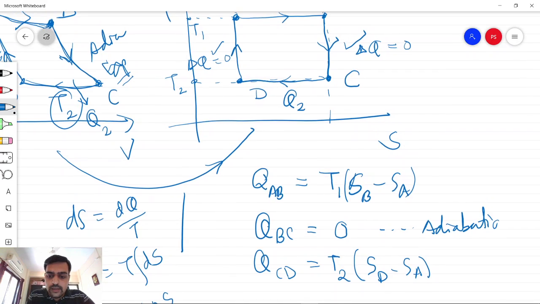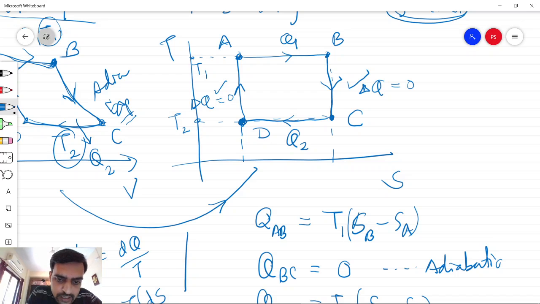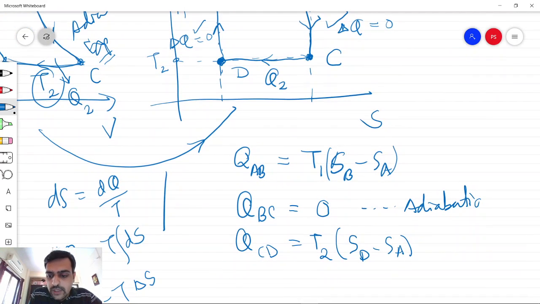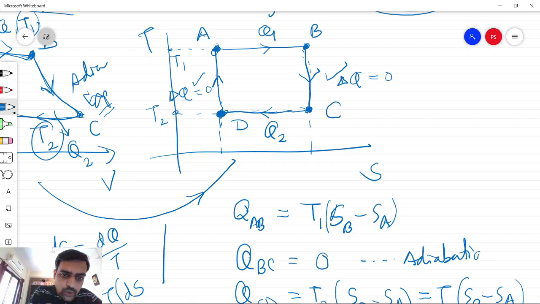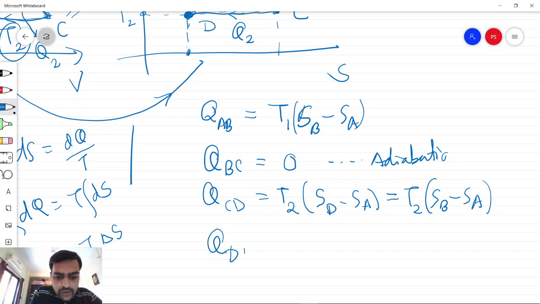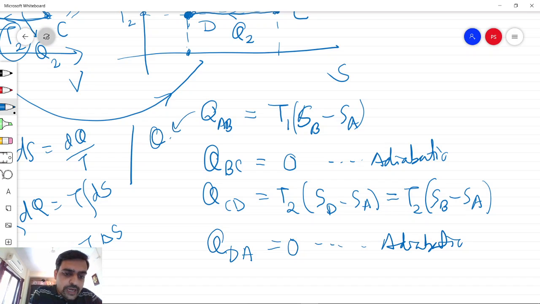Now we should note that SD is the same entropy as SA, and SB is the same entropy as at point C. So this SD minus SC is nothing but SB minus SA, correct? Because point D and point A both have the same entropy. Then for process D to A, again the change in heat is 0 since the process is adiabatic. This is the amount of heat entering the system. This is the amount of heat leaving the system.